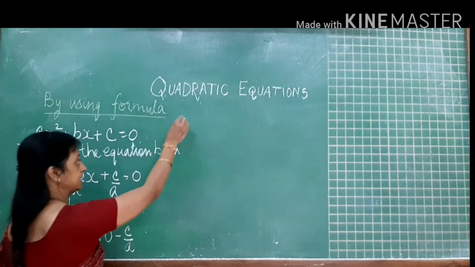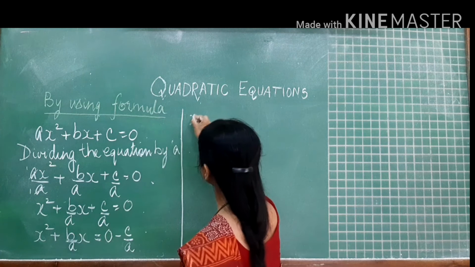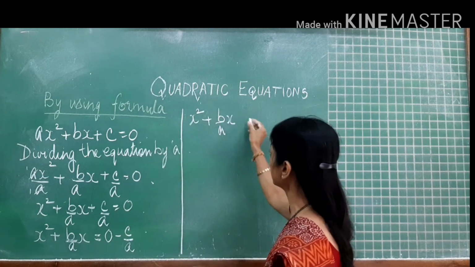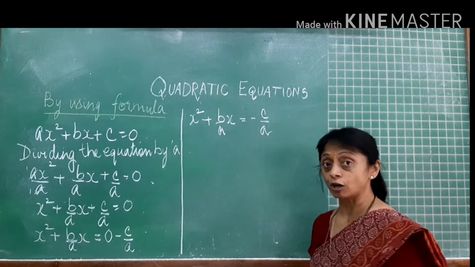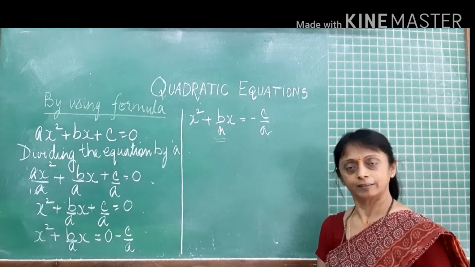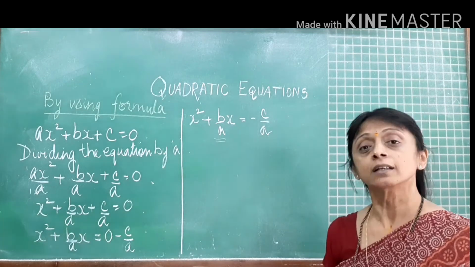So first let's write it down and then solve further. I'll do it over here, children. x square plus b upon a x, which will be equal to minus c upon a. Now concentrate on the coefficient of x, right? We have to get the last term. So with what do we equate?